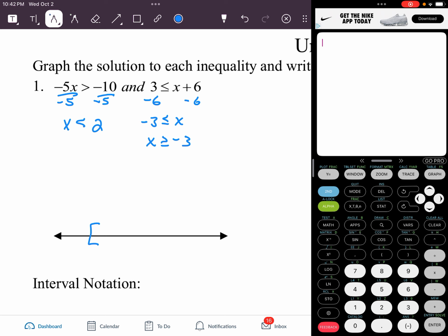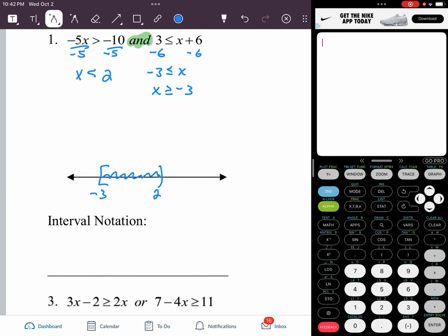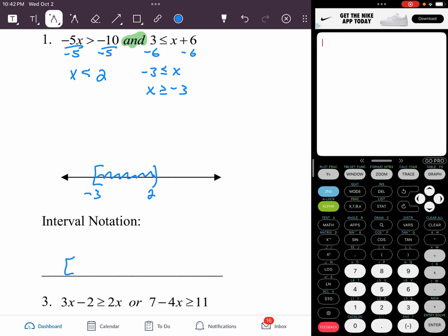So I'm going to have a bracket at -3, a parentheses at +2, and it is an and. So I'm going to graph in between them, which is exactly what I want because that's where they overlap. My interval notation will be -3 to 2 with the parentheses. Just like that.